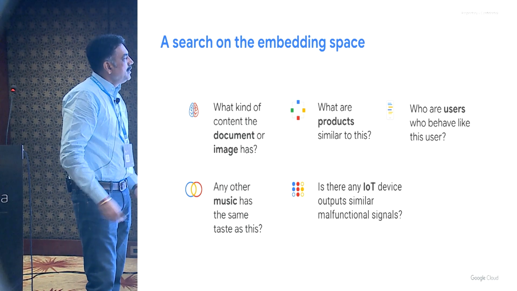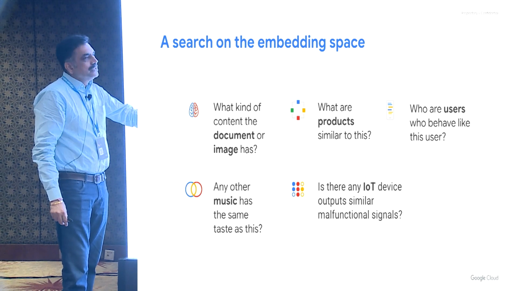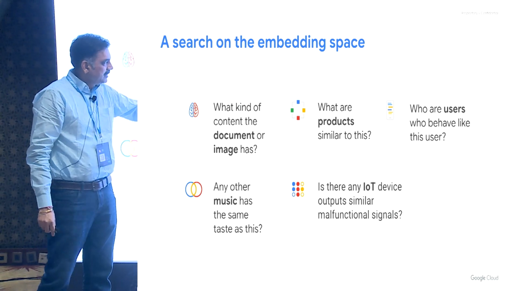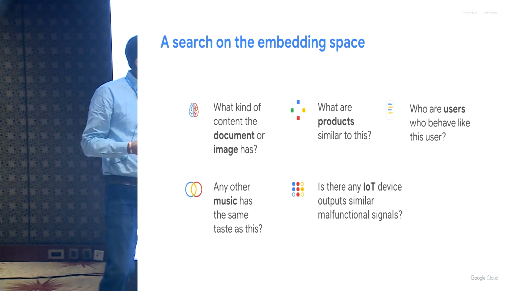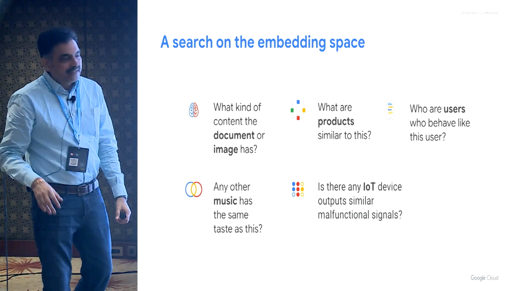So you can ask what kind of content and document the image has. You can search on this. You can search for products similar to this. I have some slides on that as well. And there is something like finding the users who behave like these users, and you can do searching on that as well.